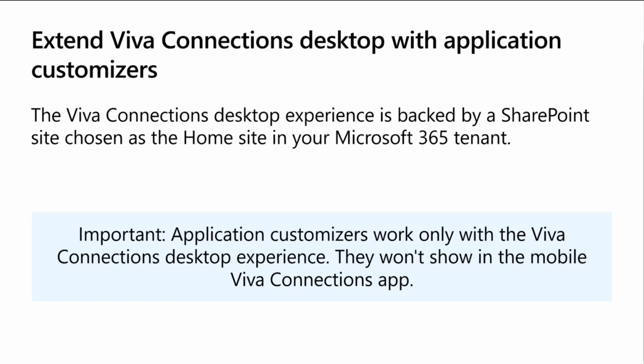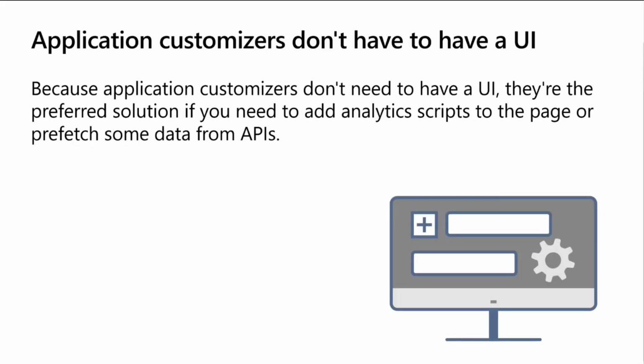We're using a SharePoint home site, which is then exposed through Viva Connections desktop inside of your Microsoft Teams application, making sure you can easily access the information directly from desktop or from the mobile experience. As noted already, application customizers only work within the Viva Connections desktop experience. They won't show up in the mobile Viva Connections app. So good to be aware of that. Again, the mobile application only supports adaptive card type rendering. That's really important to understand.